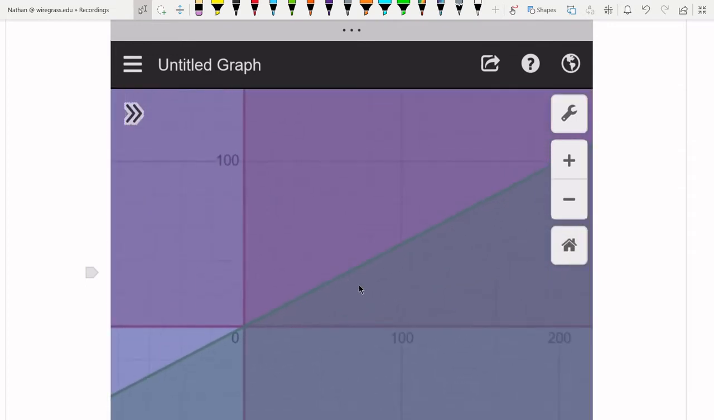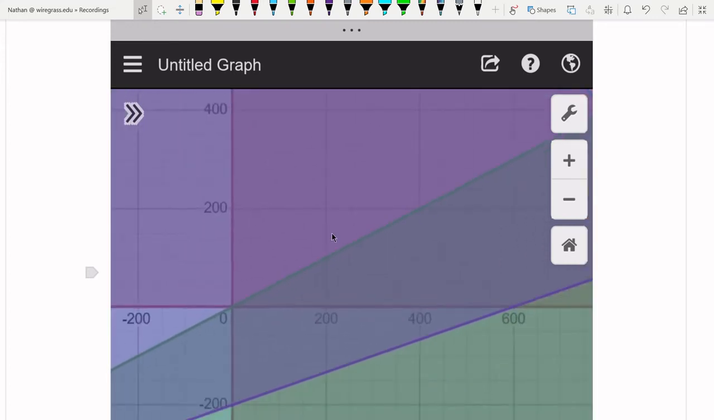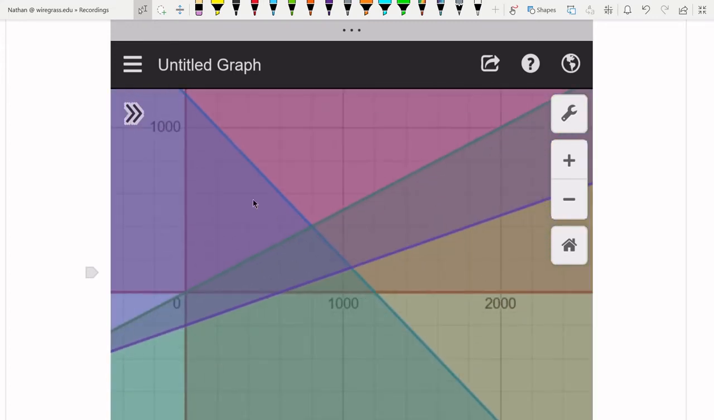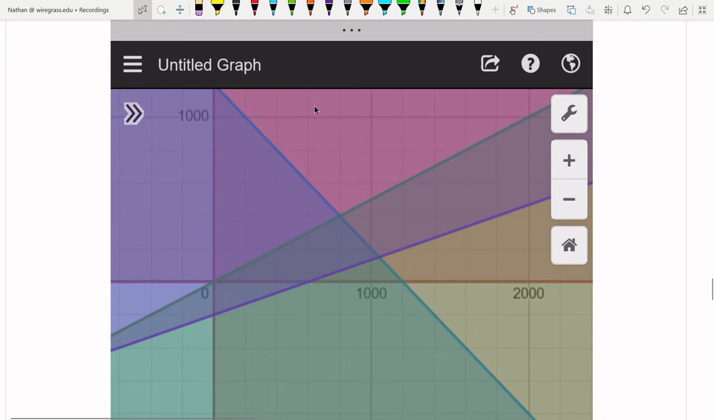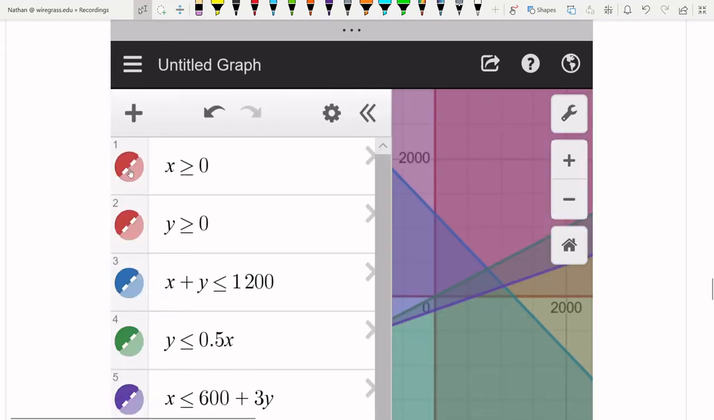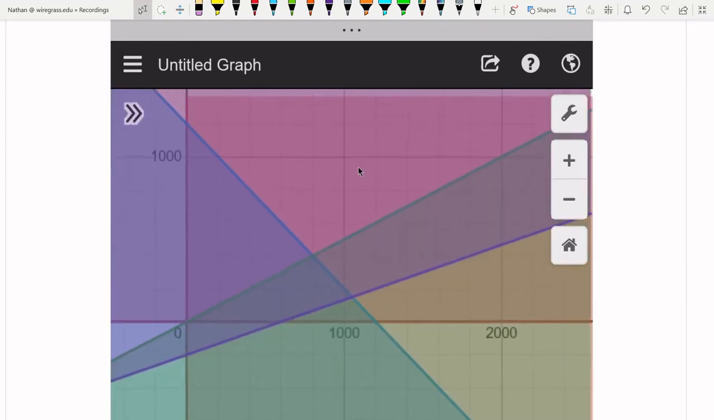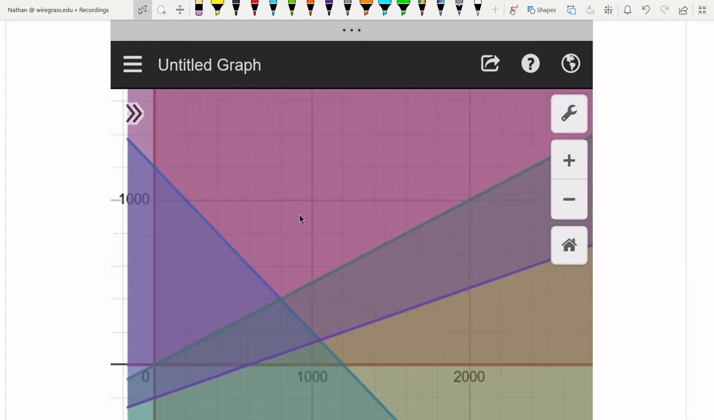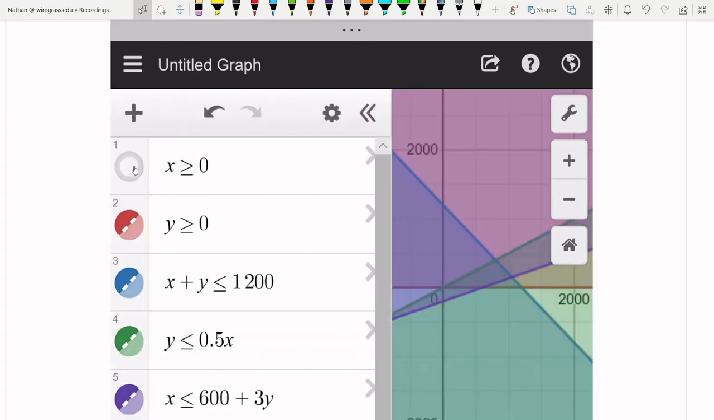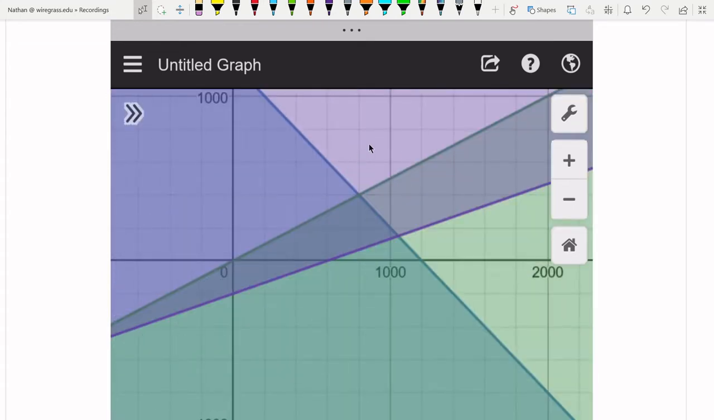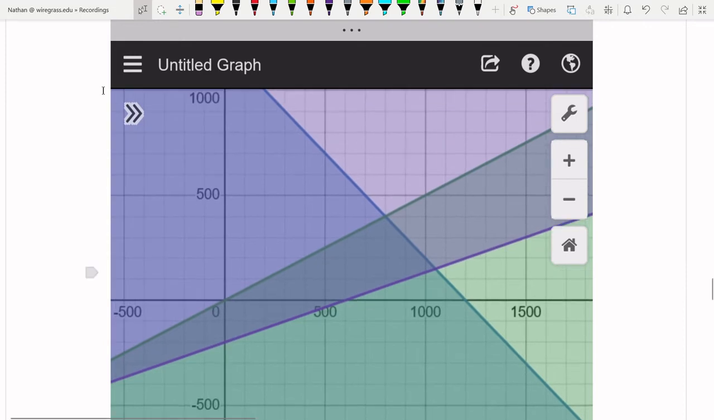Now, of course, we have a lot of lines here, and it's a little confusing at what regions we're talking about. Well, we know from the first two, this is greater than 0 and this is greater than 0, so we must be in quadrant 1. It can't be anything else. It has to be here in quadrant 1. So let's actually turn those off. We don't really need those. Make it a little bit clearer what we're looking at.